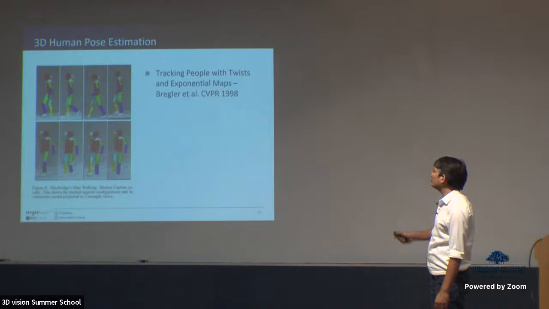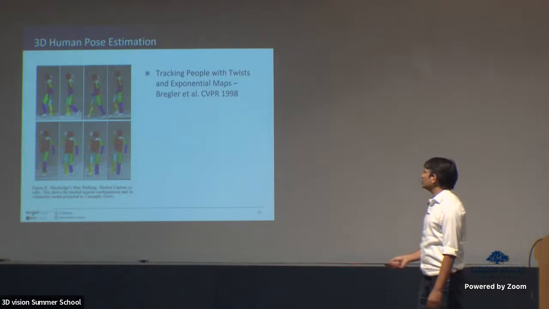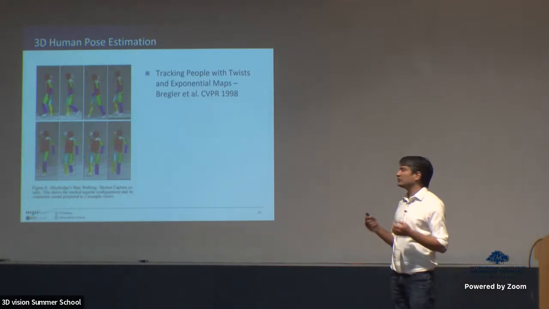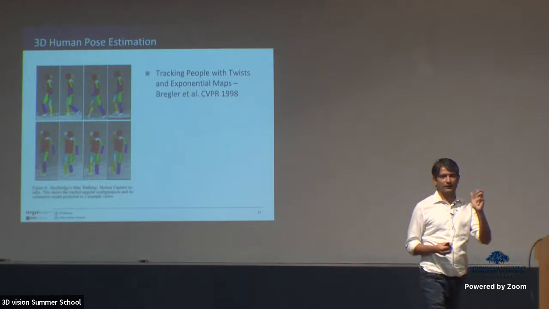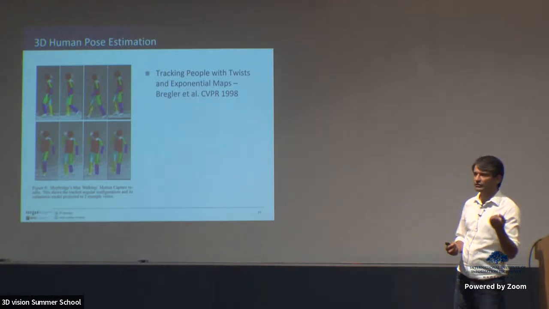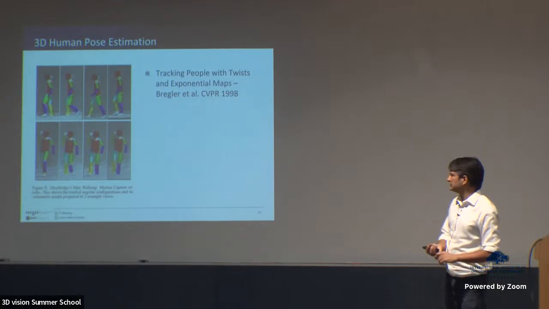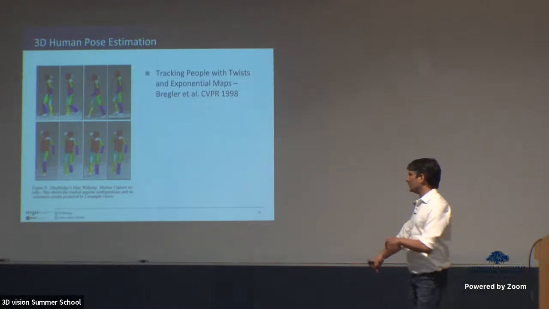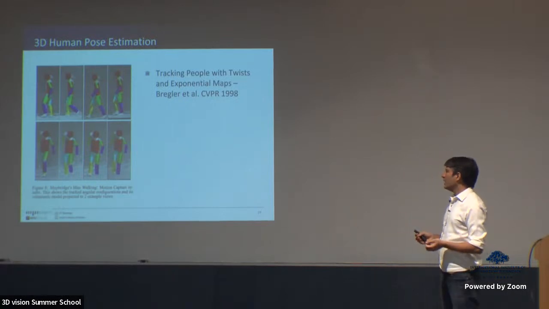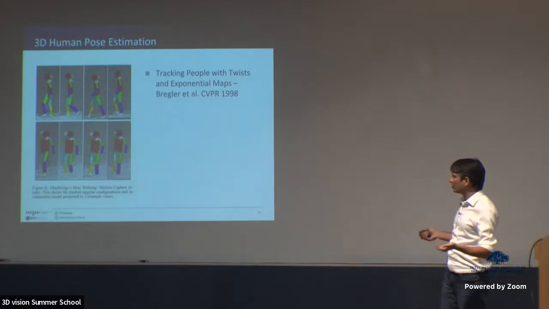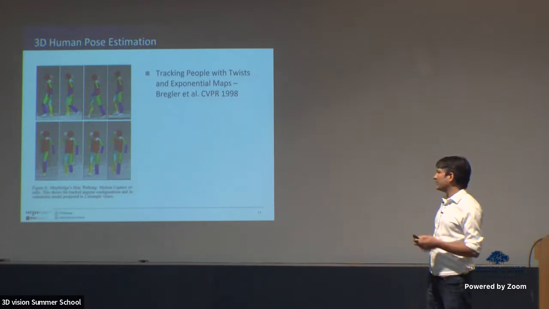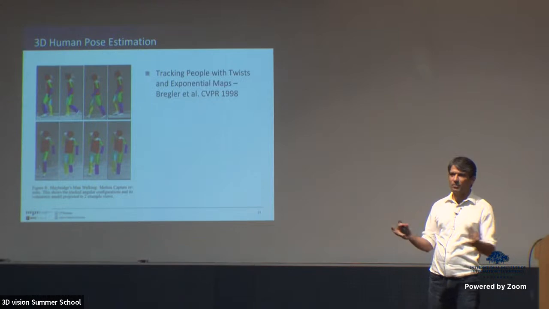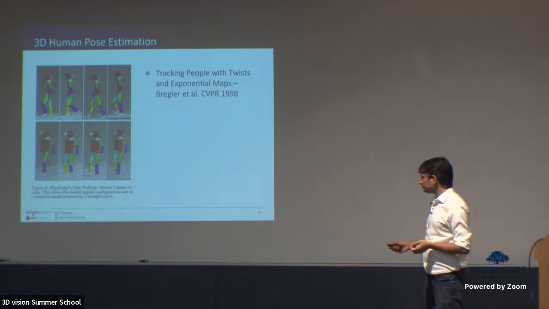It's called Tracking People with Twists and Exponential Maps. Twists and exponential maps are a great way of representing rotations. You can represent rotations using, say, rotation matrices, Euler representation, axis angle representation, or quaternions, which I'll talk about later. But exponential maps have a lot of advantages in terms of compositing rotations.